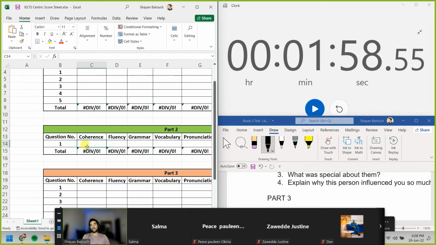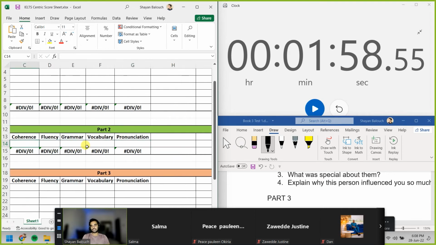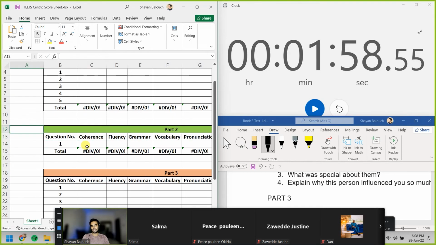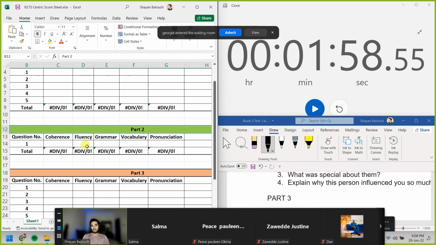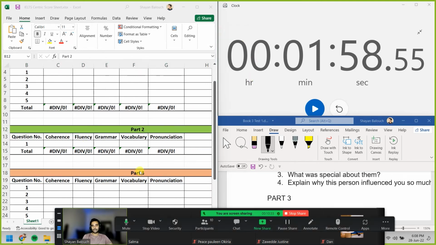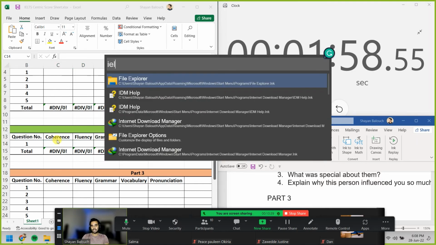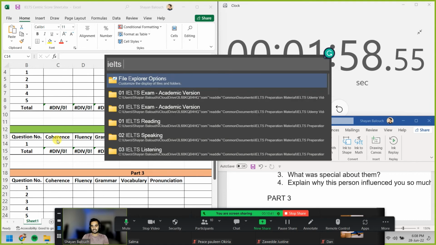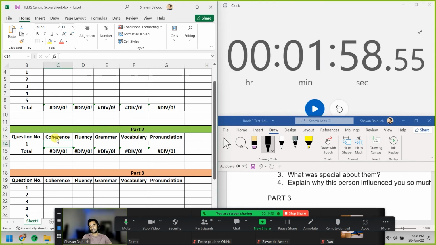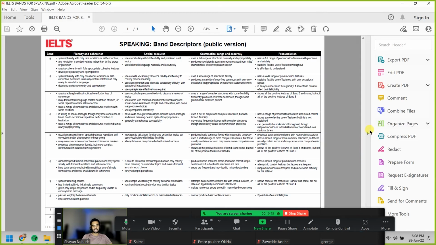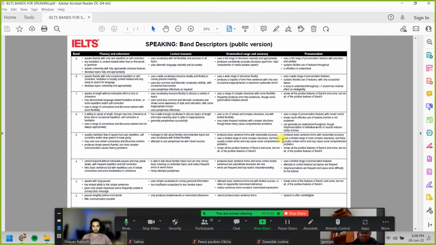It's scored on these factors: on your coherence, on your fluency, on your grammar, on your vocabulary, as well as on the pronunciation. Then how did you perform from 0 to 9? Now let me show you another document, IELTS speaking bands. I hope this document is clear to all of you. I'll be sharing this document with you on WhatsApp as well.